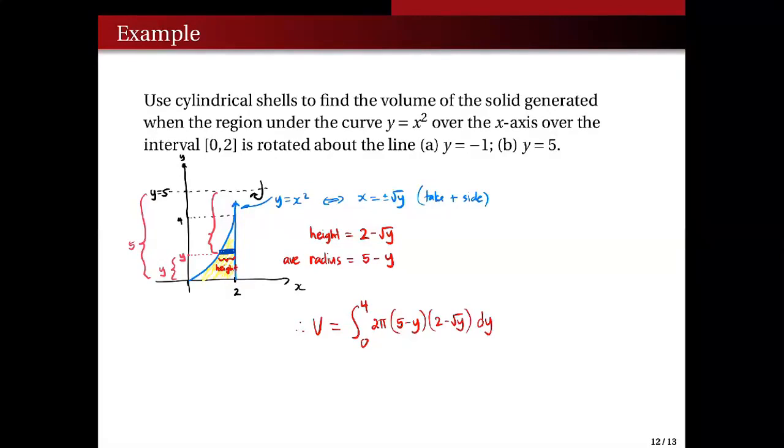So this will be the setup of the volume of the solid that will be generated.